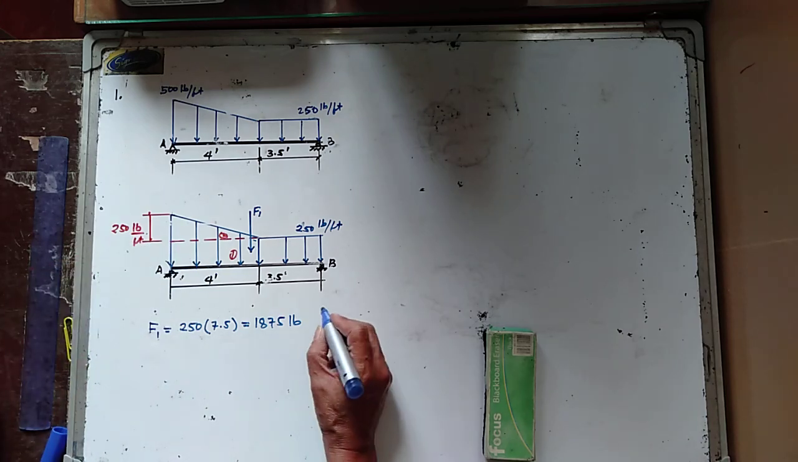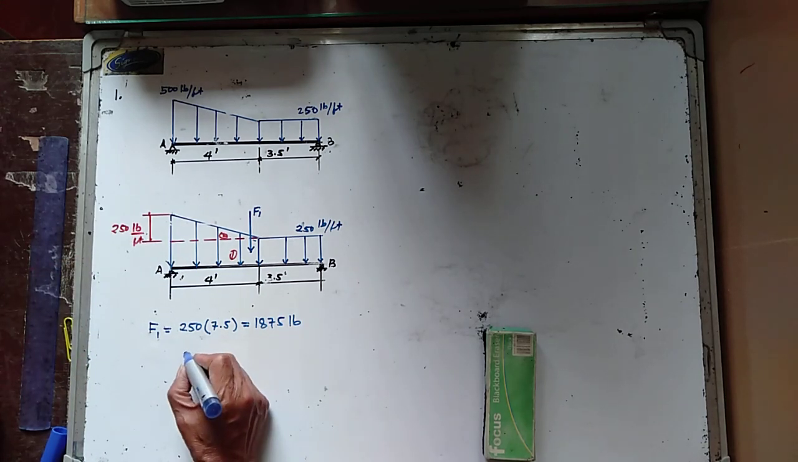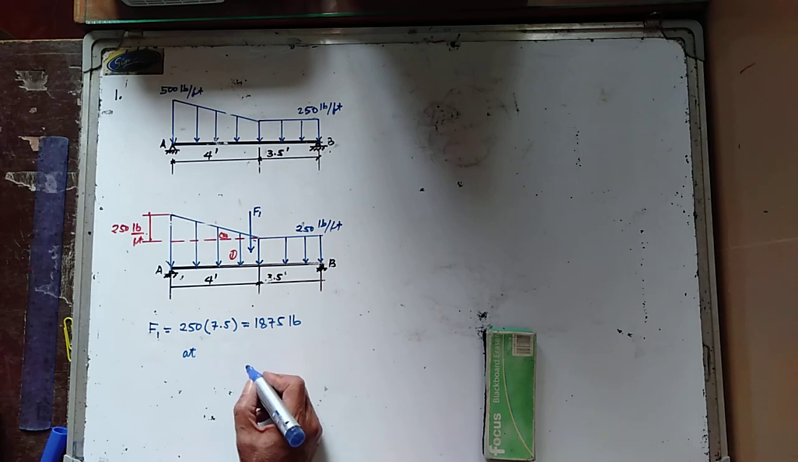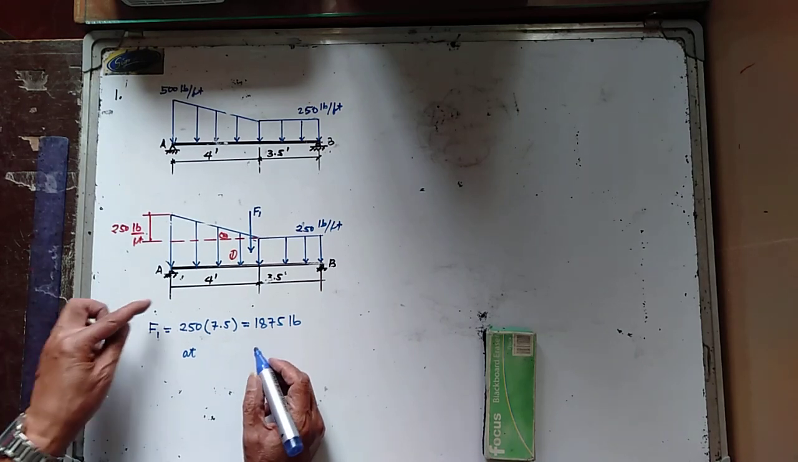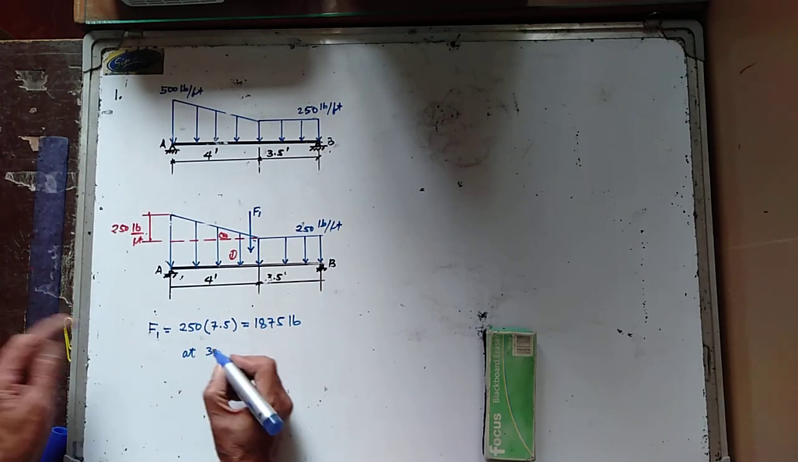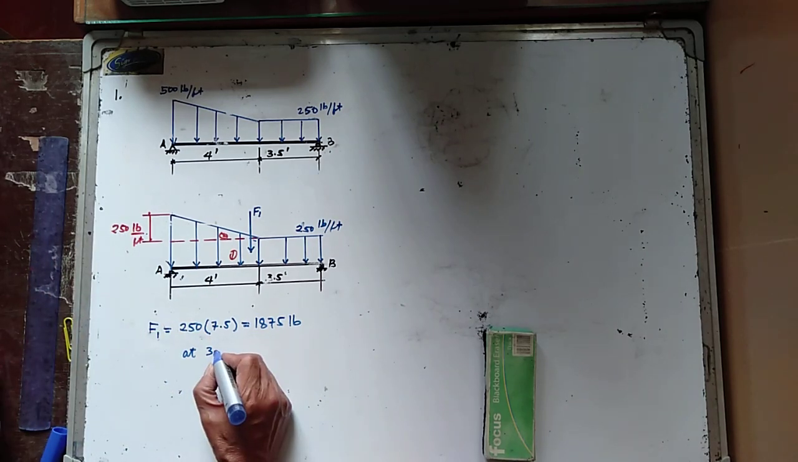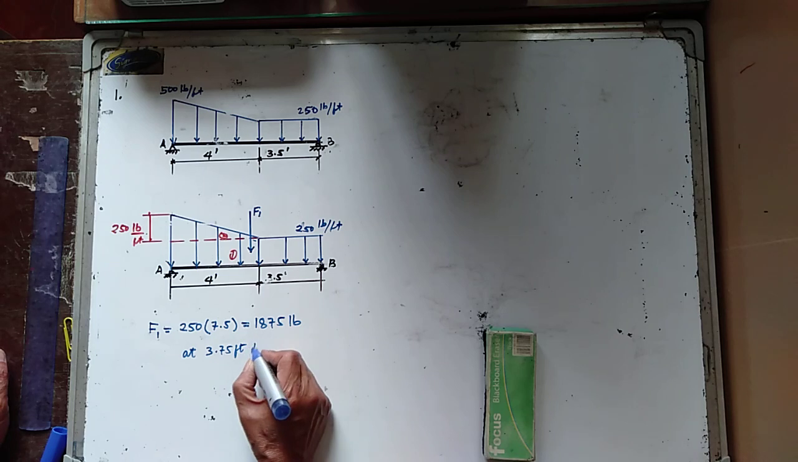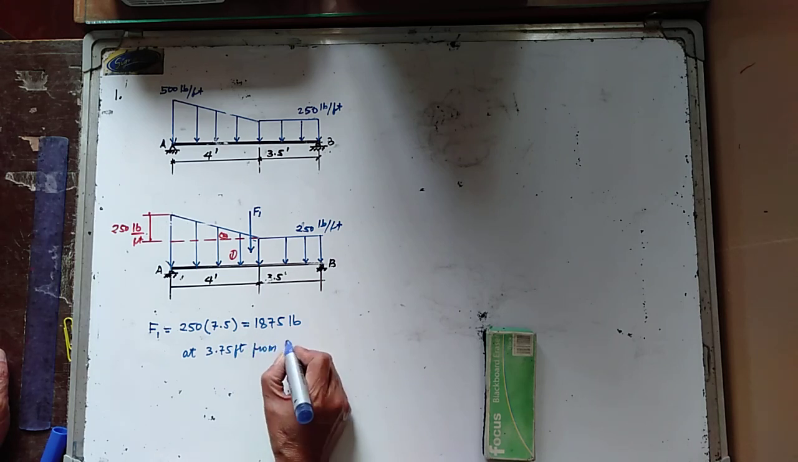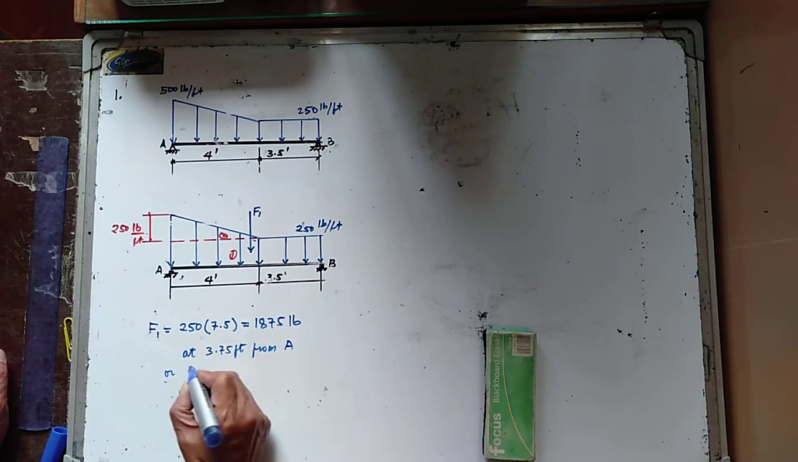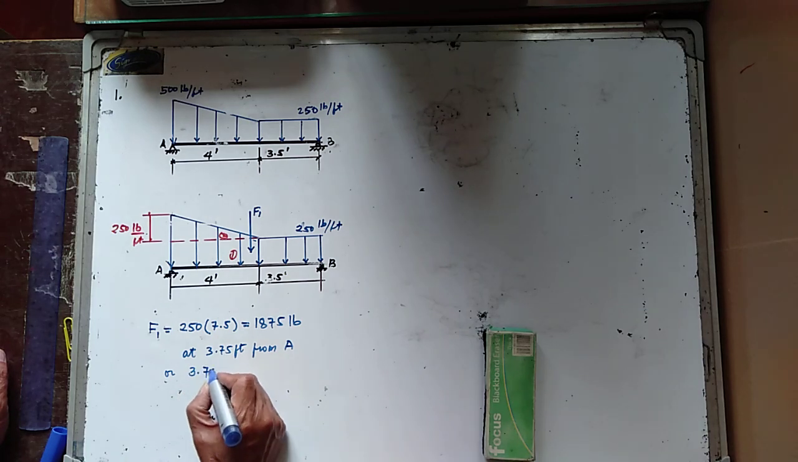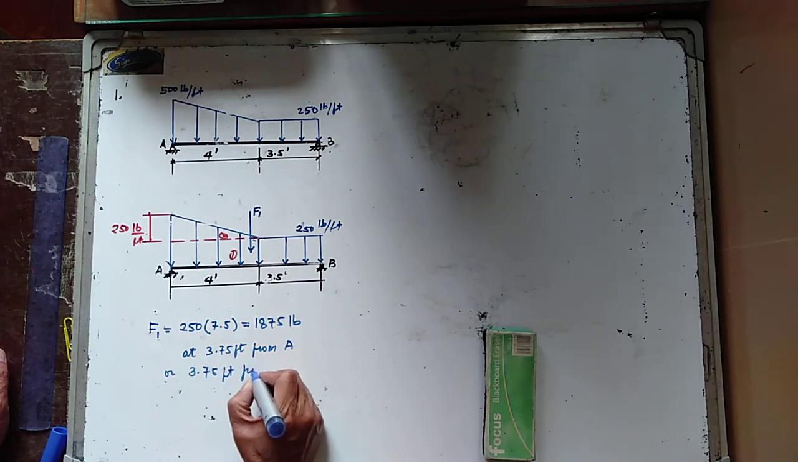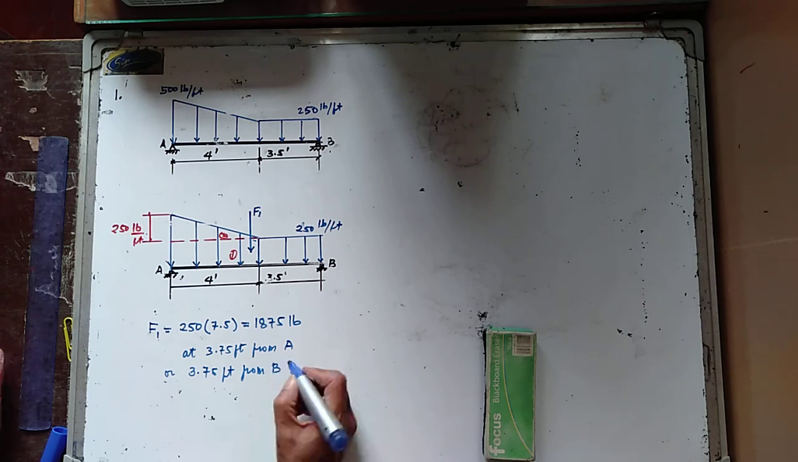And this passes through the centroid. So this is at 7.5 divided by 2, which is 3.75 feet from A, or 3.75 feet from point B.